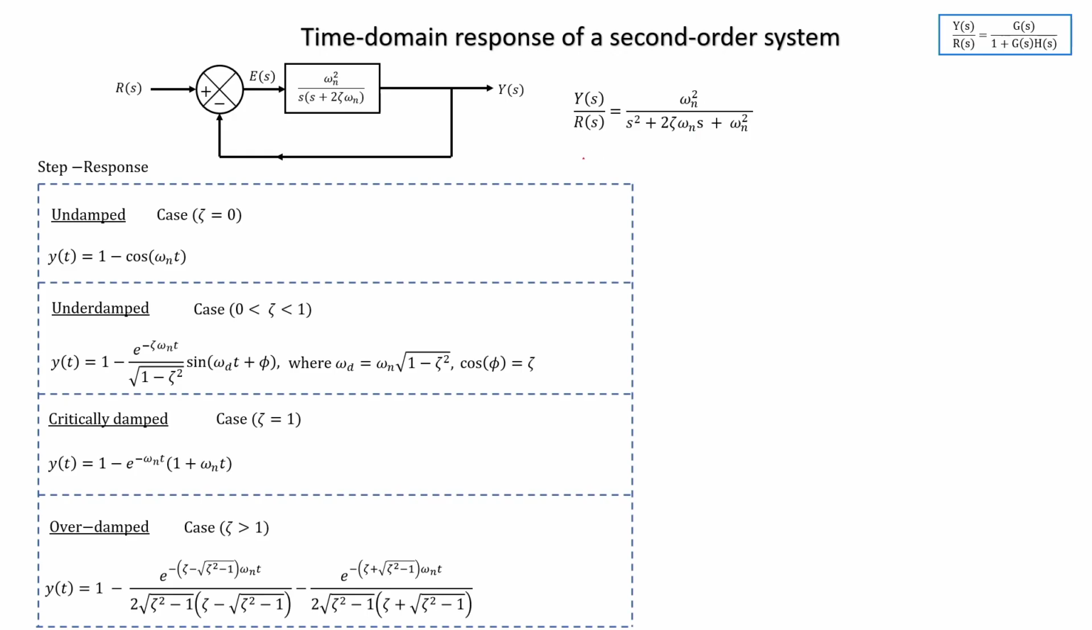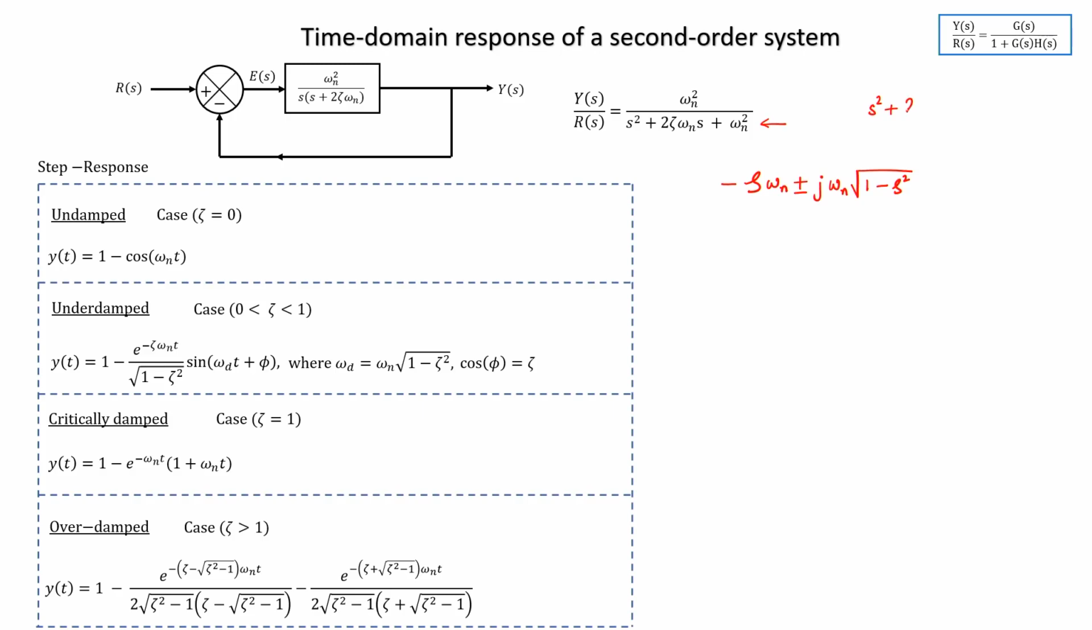Look at the transfer function of the system. If I ask you what the poles of the system are, you will have to find the roots of the denominator, which is a standard second order polynomial, and you know how to find the roots of a second order polynomial. In this case this will turn out to be minus zeta omega n plus minus j omega n root over 1 minus zeta square. So, you can go ahead and solve this equation.